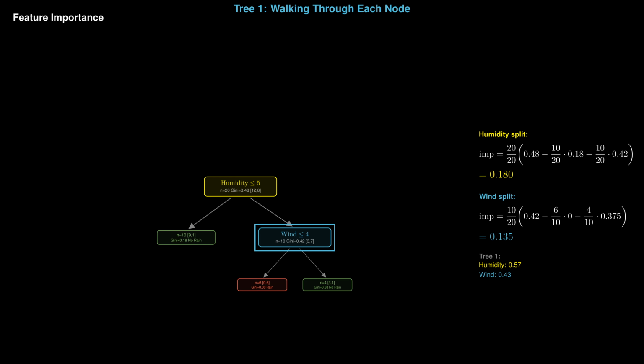Now let's compute the importance of this humidity split. 20 over 20 times the quantity 0.48 minus 10 over 20 times 0.18 minus 10 over 20 times 0.42. That gives us 0.18. The right branch splits again on wind speed at 4. 6 samples go left, all rain, Gini 0. 4 go right with Gini 0.375. The importance of this wind split is 0.135. Normalizing, tree 1 gives humidity 0.57 and wind 0.43.